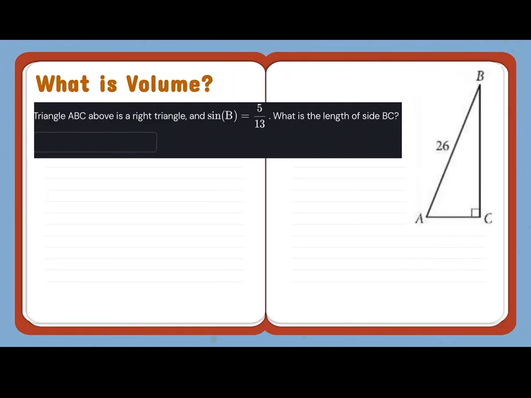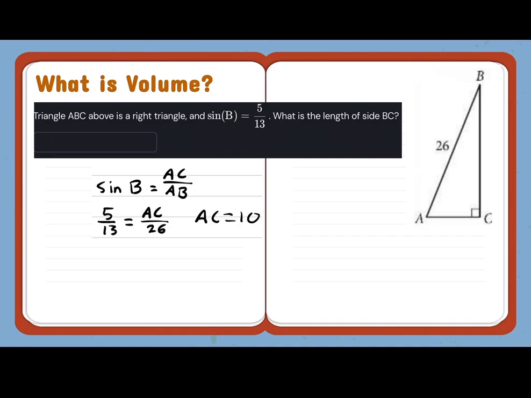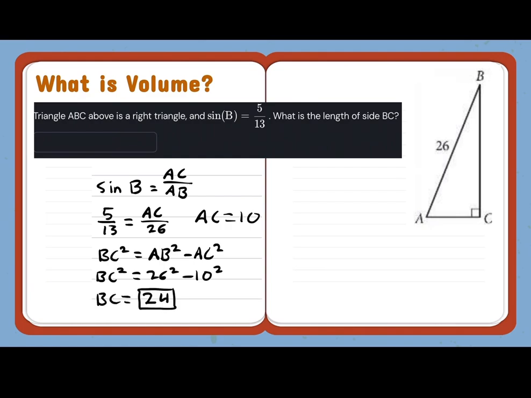Okay, next question. This triangle ABC shows a right angle. Sine B equals 5 over 13. What is the side length of BC? Now again, sine of B equals AC over AB. Plug in everything we're given. AC equals 10. Then the Pythagorean theorem, and we'll solve it out, and we'll get 24.